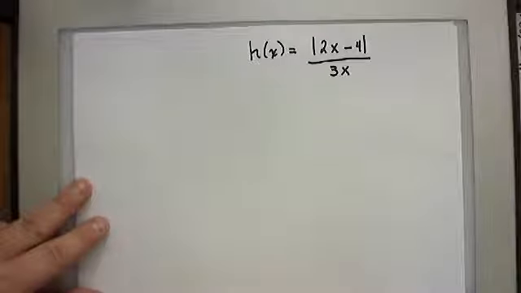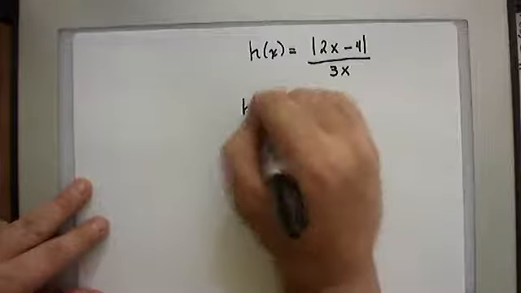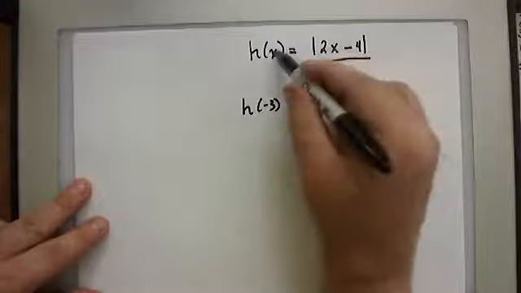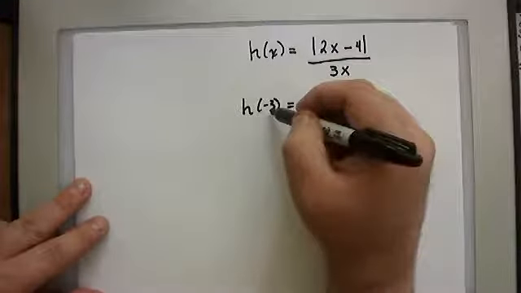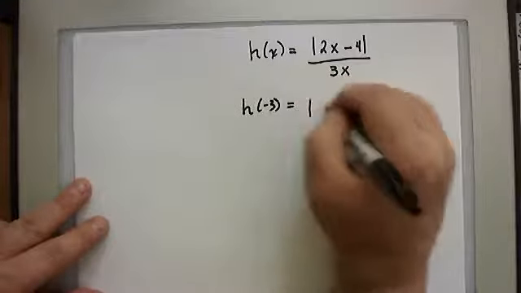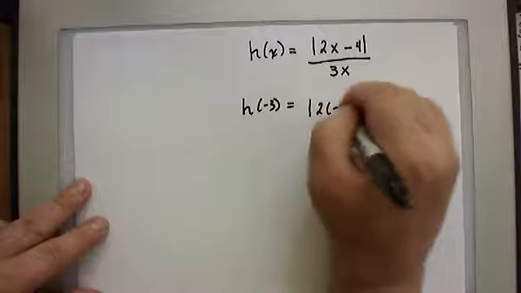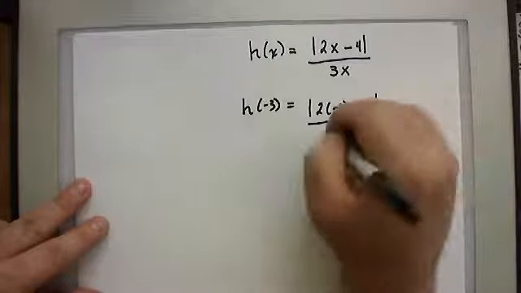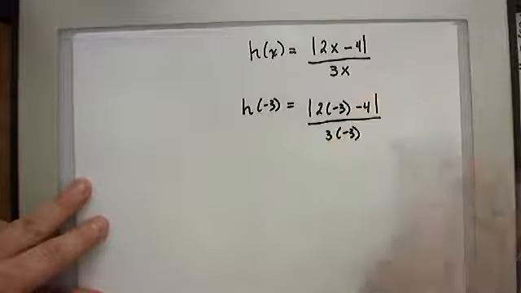Absolute value just means whatever's inside can't come out negative. So let's say we said h of -3. Remember, this is the function h. This is what happens when you put an x. So what happens if I put in -3? We have our absolute value of 2 times -3 minus 4, over 3 times -3. So just don't worry, it's still the same thing as normal.